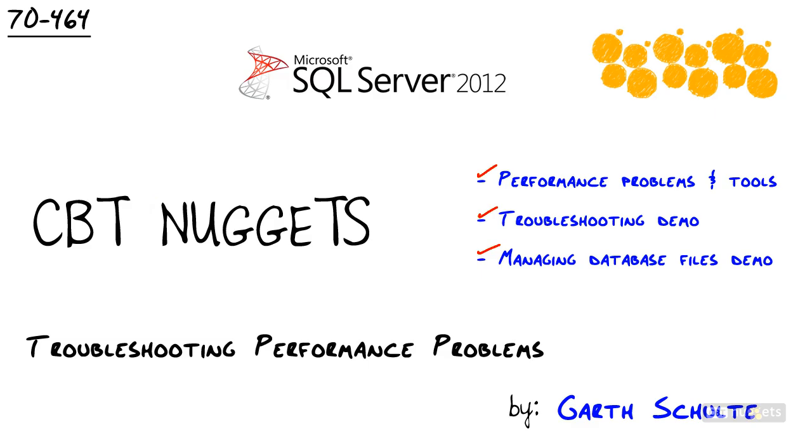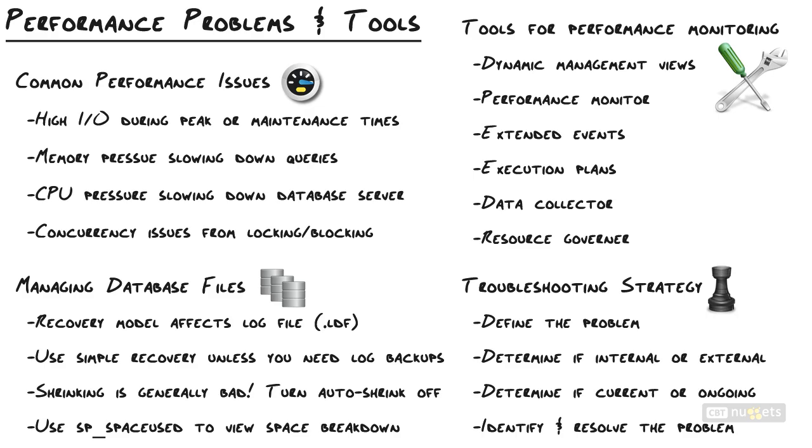What happens when a file gets too big? If you ever had a log file that's blown up to like 100 gigabytes on a 4 gigabyte database, what do you do in that scenario? That's what we'll look at there in that demo. So what are some of those common performance problems?